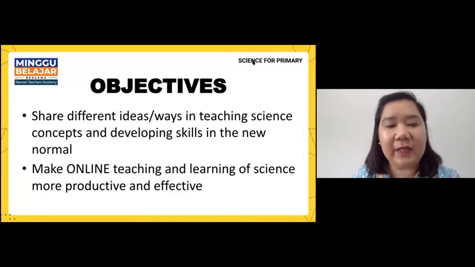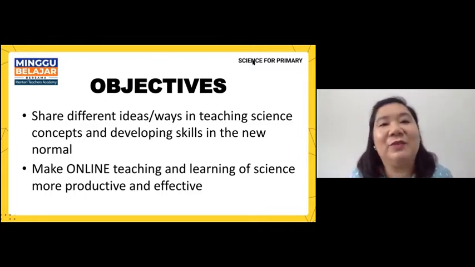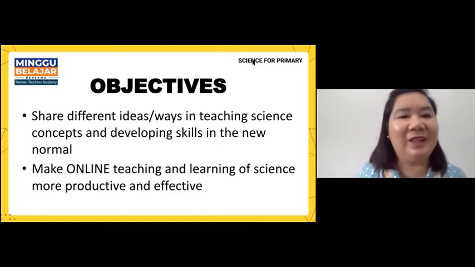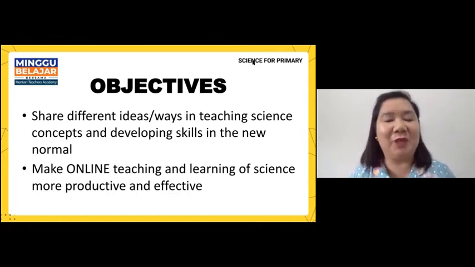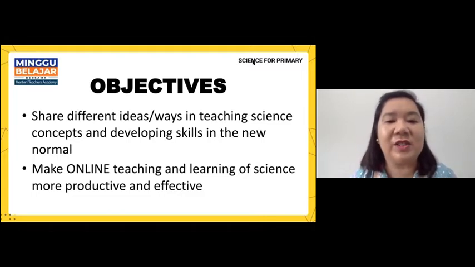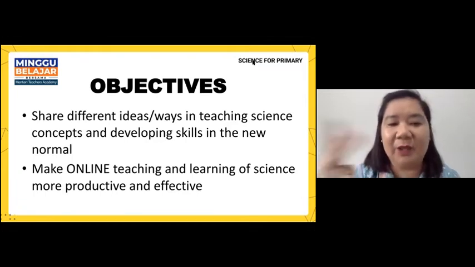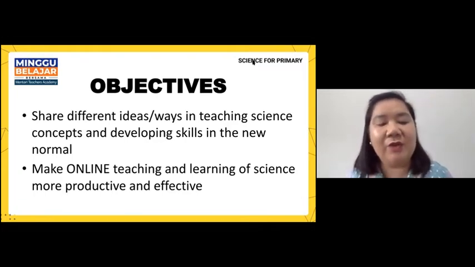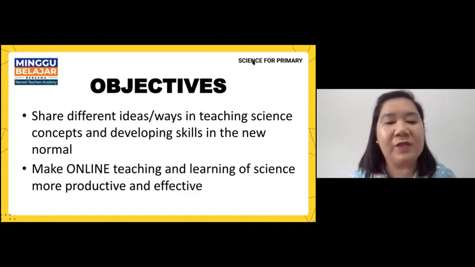Friends in the academy, I'd like to make this very clear. This is now a new normal that we are facing. I don't think we will be able to go back to the old normal soon. We pray it will go back, but this is now the new normal. So the challenge for all of us science teachers is to make this new normal a better one. My second objective is how to make online teaching and learning of science more productive and effective.